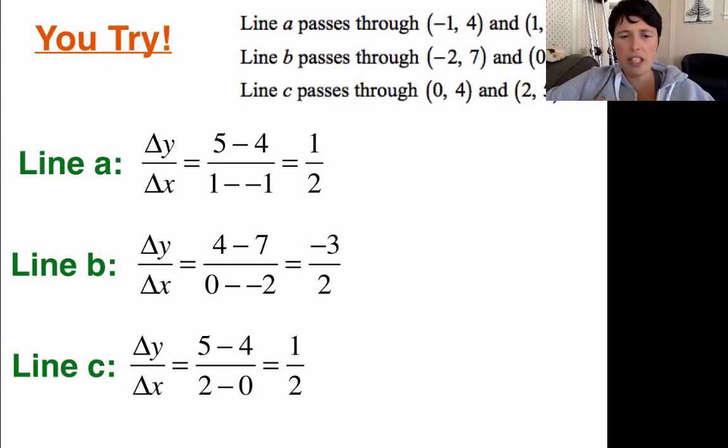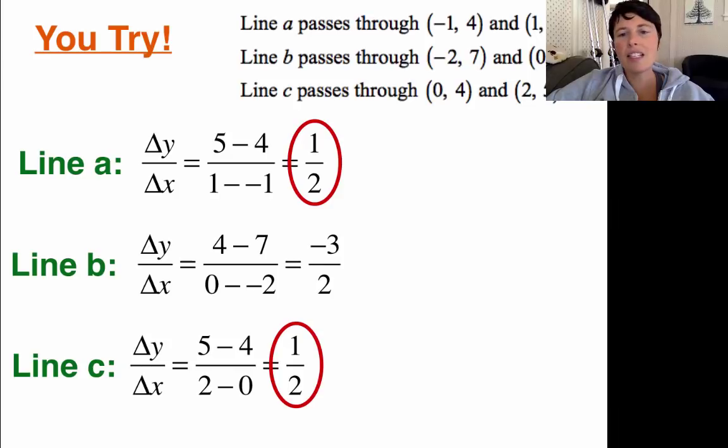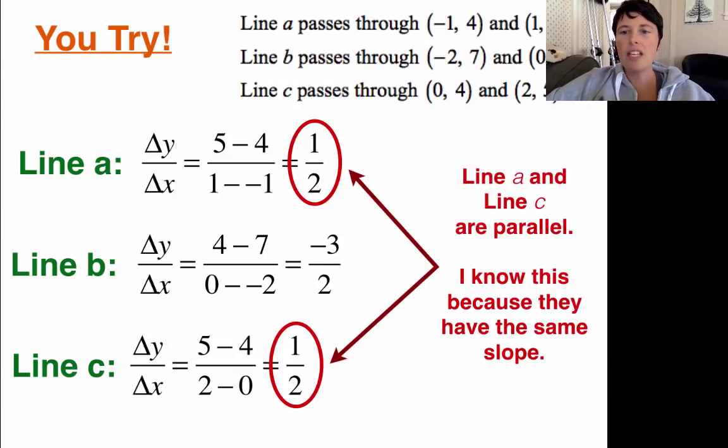Now, if you need to pause the video and go through your solutions, you should check and see if you made any mistakes in your delta y delta x work, because you really want to have that process down. So double check your work, see how you did. But notice line A and line C have the same slope, 1/2 and 1/2. So line A and line C are parallel. I know this because they have the same slope. That should be your solution.